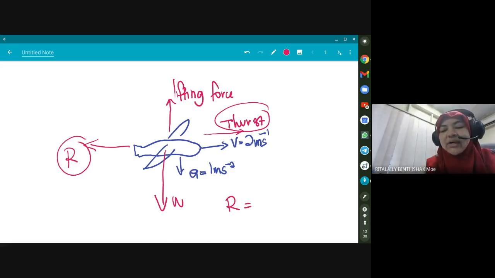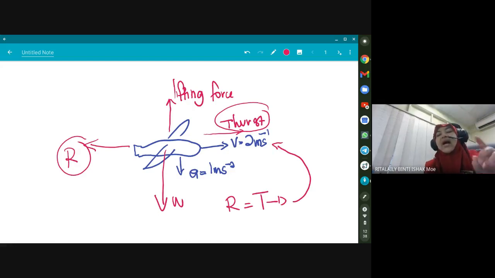Why is it equal? Because it is moving with constant velocity. How do we know that it is moving with constant velocity? Because it is written here, v equals 2 meter per second. Bila dia hanya bagi velocity, maksudnya dia bagi tahu that the velocity is constant. Okay, boleh? Can you understand that? Yeah. R equals T.